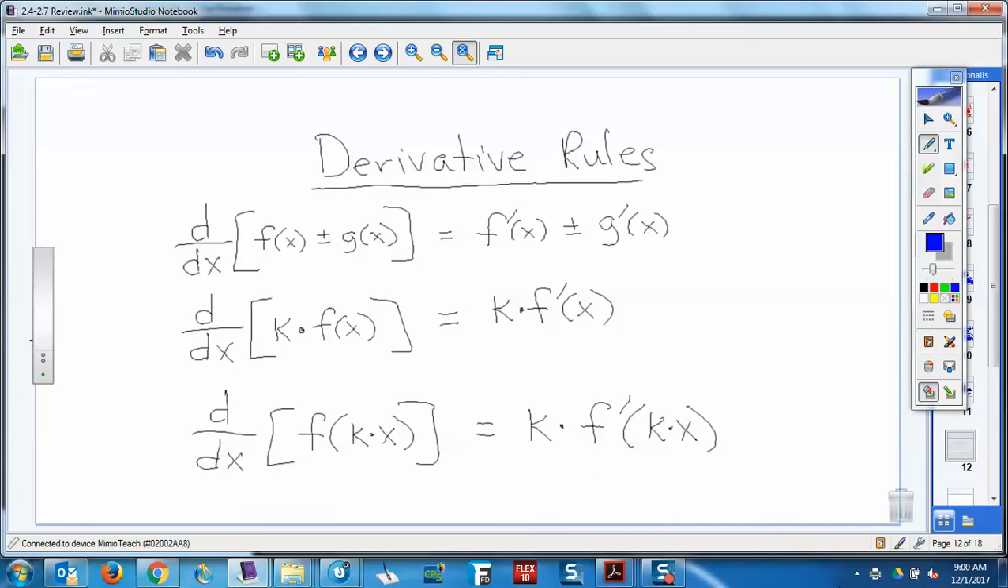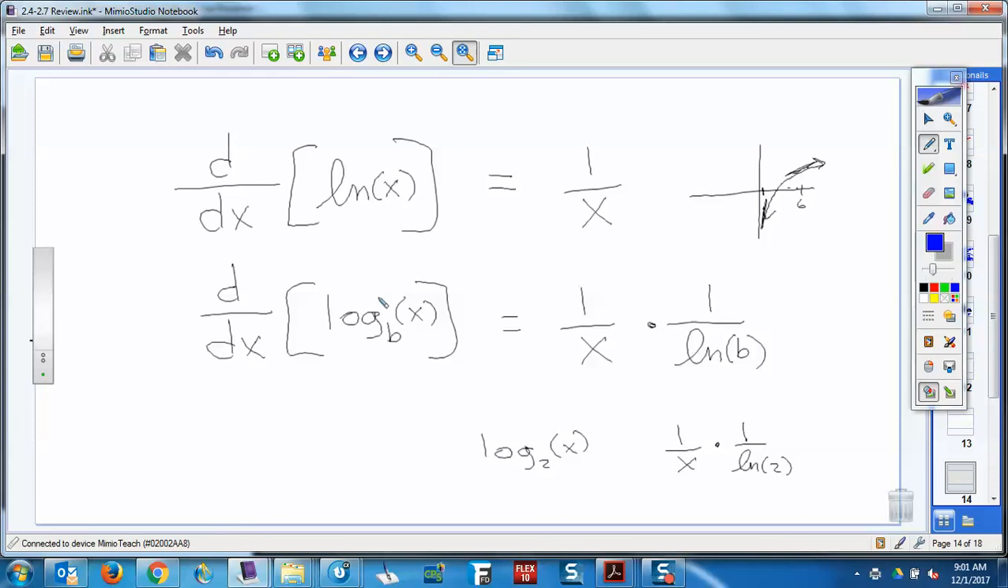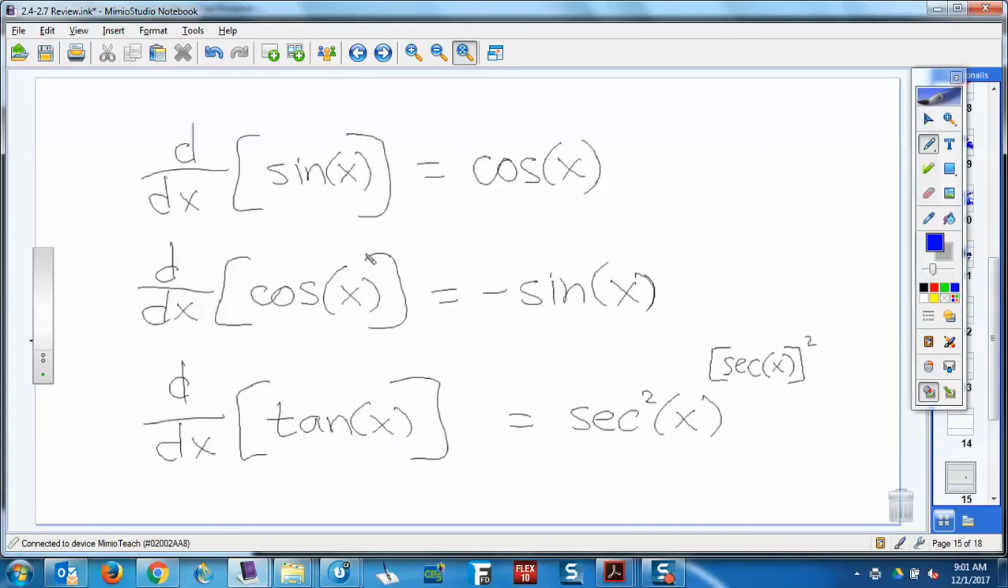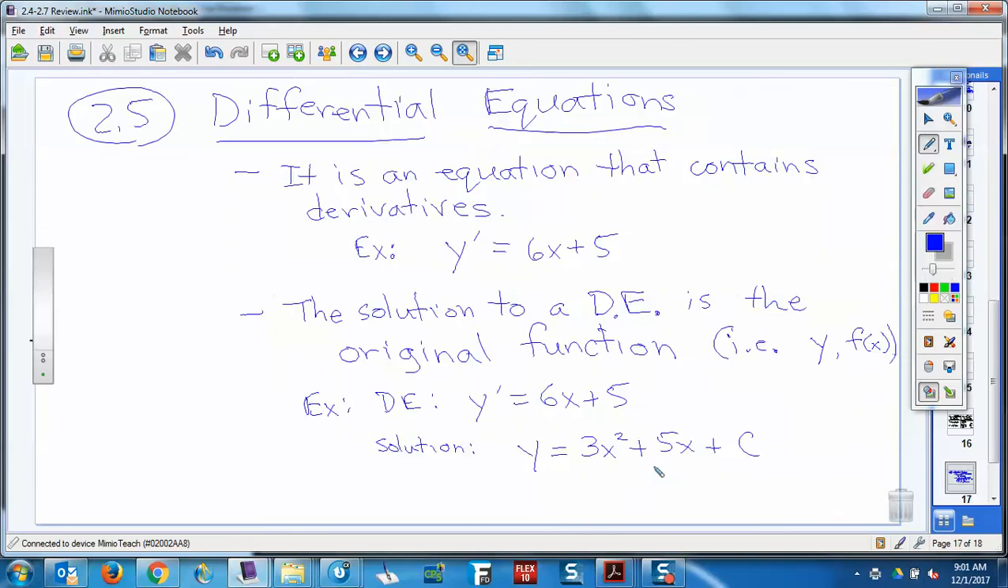Now, we wrote down those derivative rules the other day, right? A power rule, e to the x, this one, ln x, different logs, sine, cosine. Don't worry about tangent, that one's not going to be on there. The derivative of tangent is secant squared, actually, but we'll get into that in chapter 3. Okay, and then we talked about chart stuff and global max min, we just got done doing some examples of that the other day.